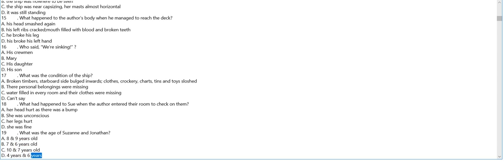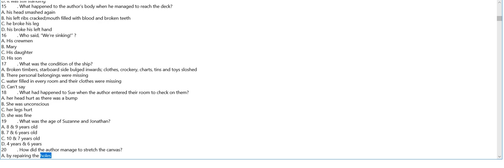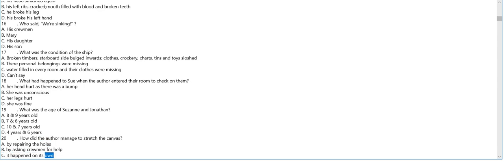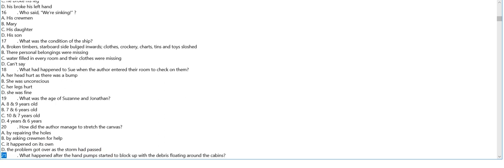D. 4 years and 6 years. 20. How did the author manage to stretch the canvas? A. By repairing the holes. B. By asking crewmen for help. C. It happened on its own. D. The problem got over as the storm had passed.